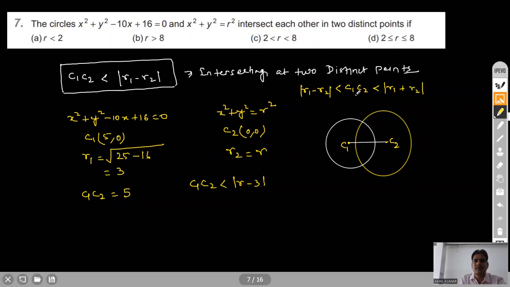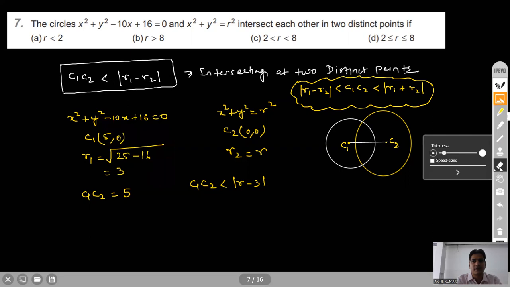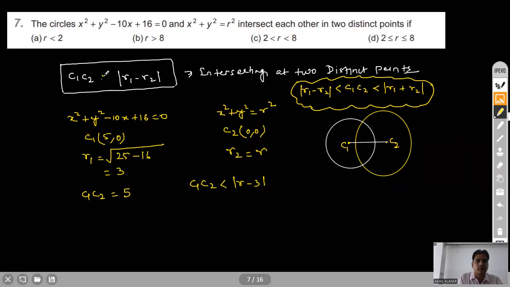So this will be the condition for the two circles to intersect at two distinct points. What I have written here, C1C2 should be greater than R1 minus R2. This should be greater than, not equal, not less than, right? So this should be greater than R1 minus R2.